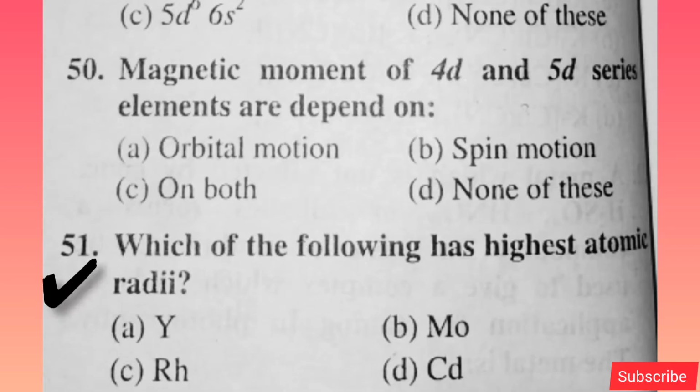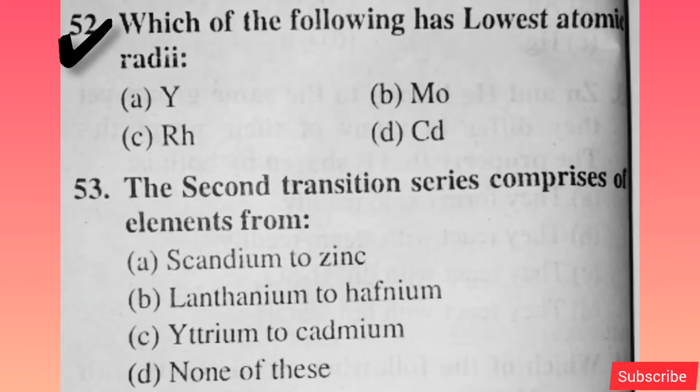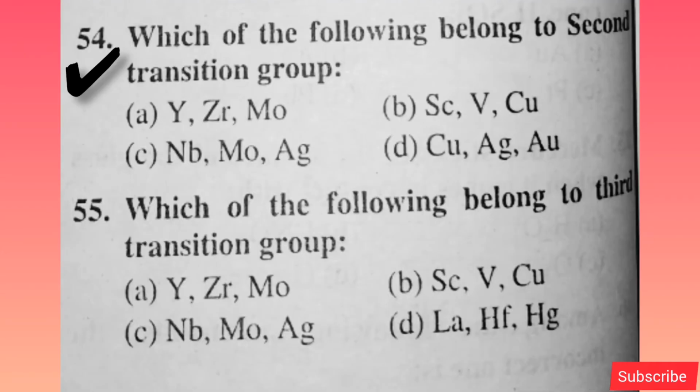Option C is correct. Which of the following has highest atomic radii? Option A is correct. Which of the following has lowest atomic radii? Option C is correct. The second transition series comprises of elements from. Option C is correct. Which of the following belongs to second transition group? Option C is correct. Which of the following belongs to third transition group?